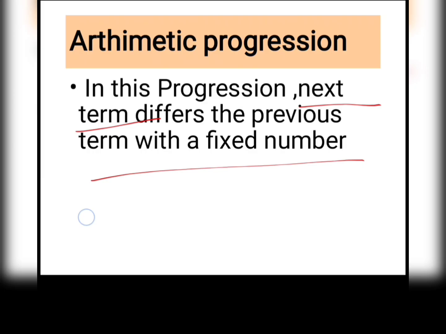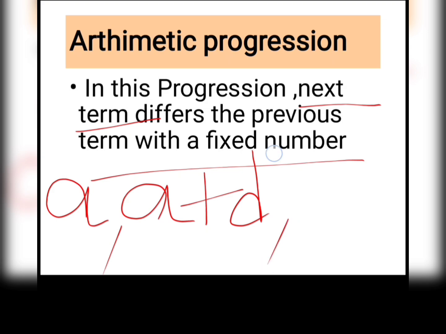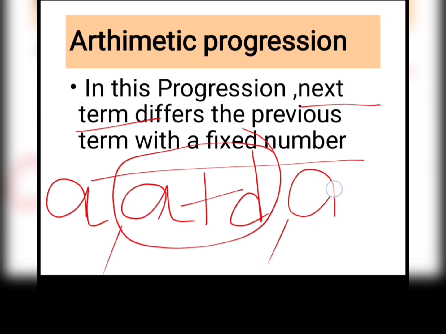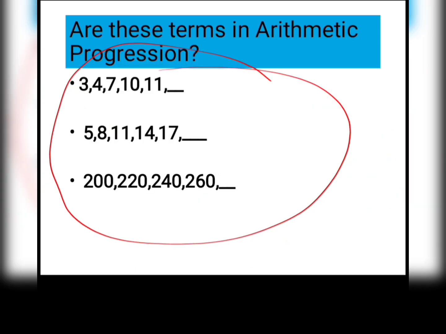Let us consider in this topic the first term as a only, and the second term differs from the first term by d, and if you add d again, you will get a plus 2d. This series continues. Let's analyze this series and check whether it is in arithmetic progression or not.